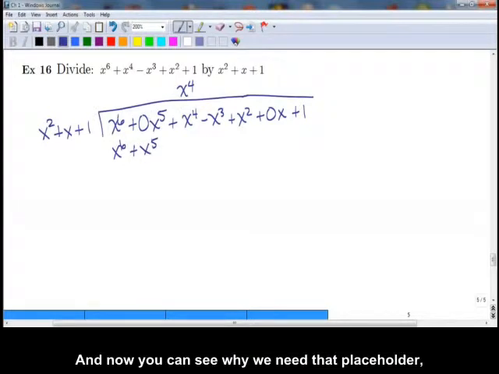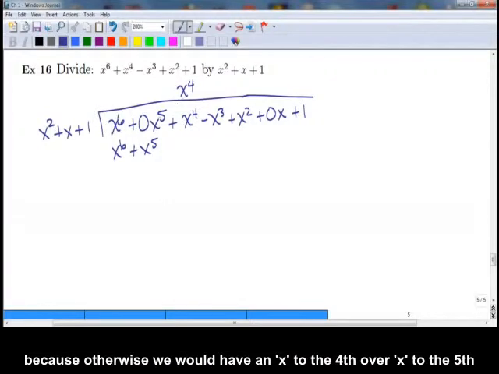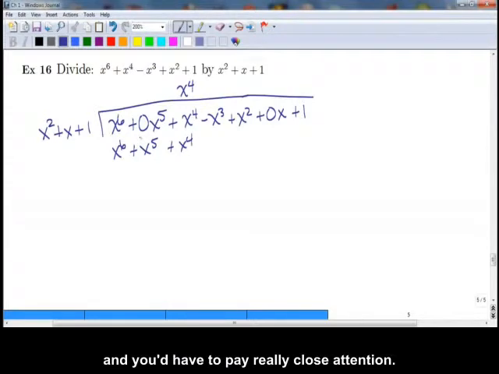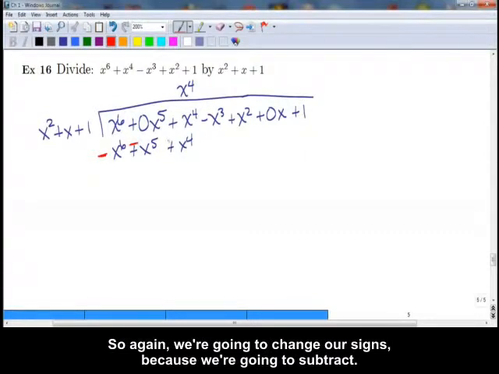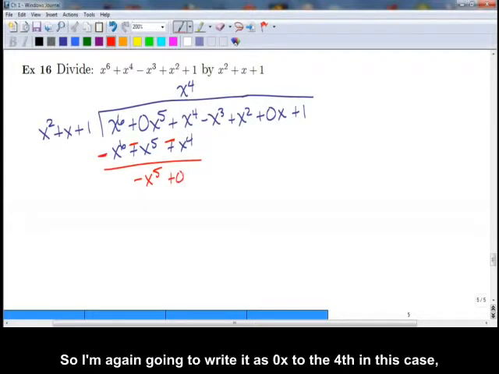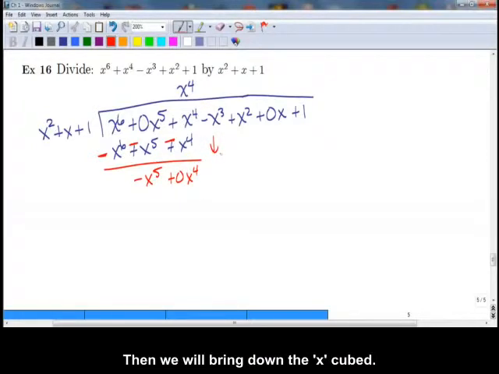And now you can see why we need that placeholder, because otherwise we would have an x to the 4th over x to the 5th, and it would just be a mess. Because in this 3rd term, x to the 4th times 1 is x to the 4th, and then everything would be all out of line, and you have to pay really close attention. So again, we're going to change our signs because we're going to subtract. X to the 6th minus x to the 6th is 0. 0 minus 1 is going to be negative x to the 5th, and 1 minus 1 is going to be 0. So I'm again going to write it as 0x to the 4th in this case because it is a placeholder. Then we will bring down the x cubed.